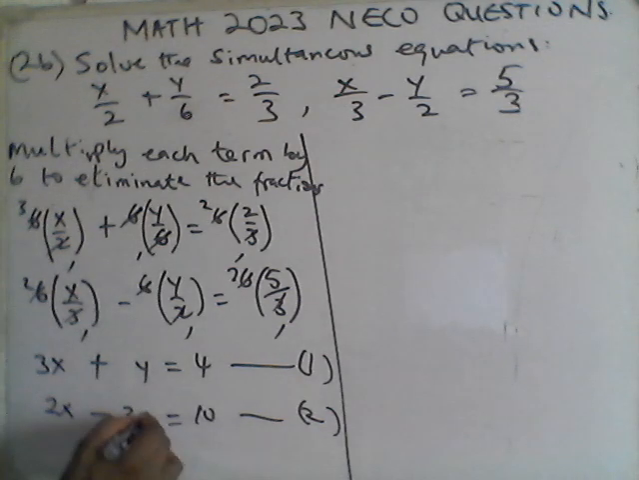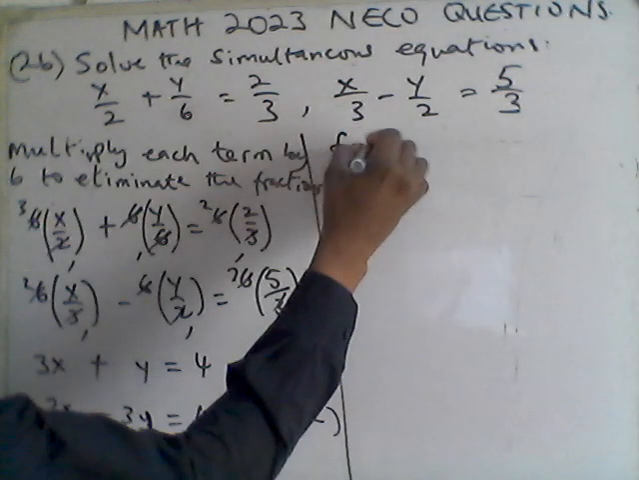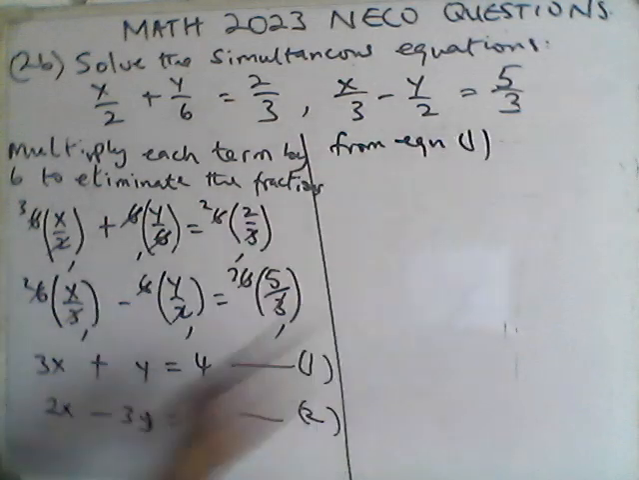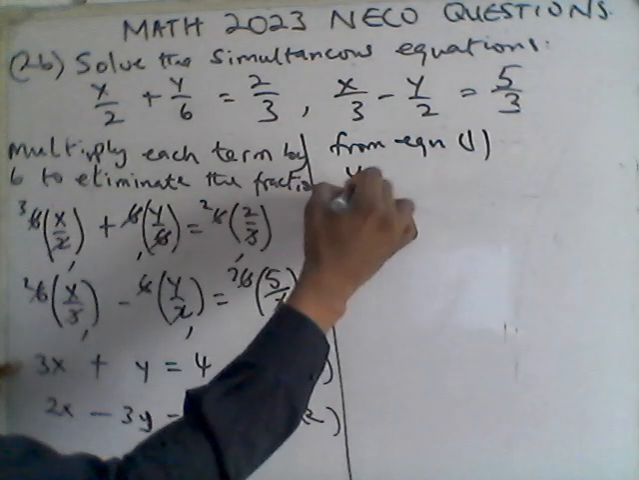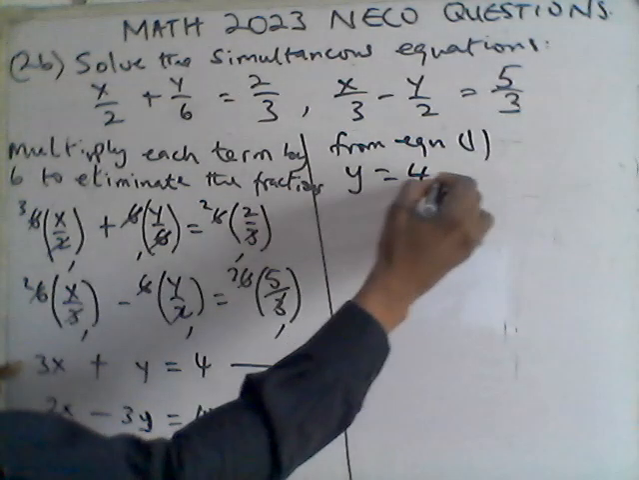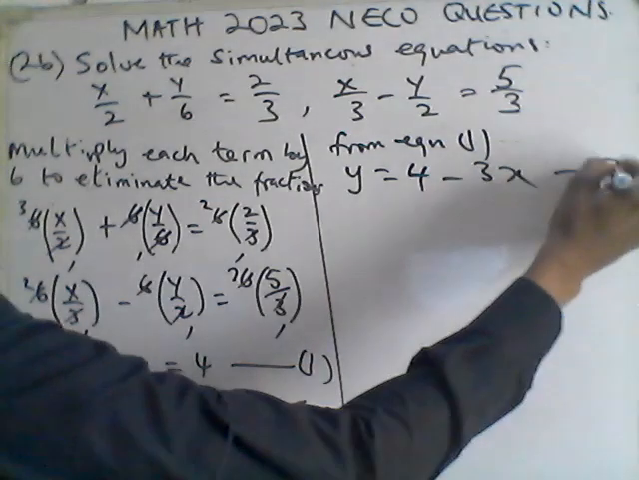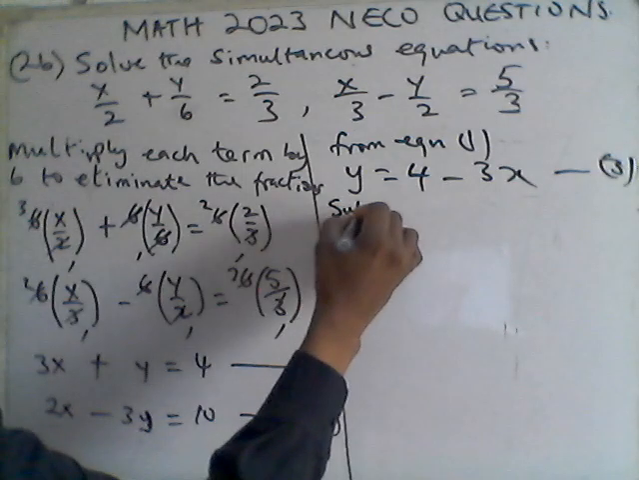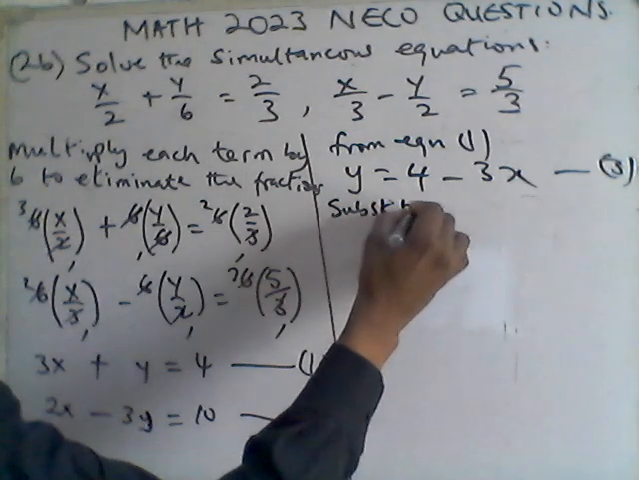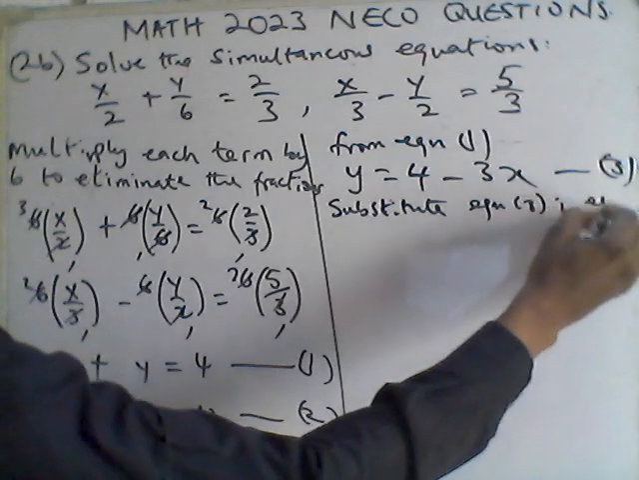Or the cheaper way to do it is to use the substitution method. So I can come here and say from equation 1, make y the subject. If I make y the subject here, y is equals to 4 minus 3x. All right? So let me just call this equation 3 because I have transformed equation 1 to that point. So I can now say substitute equation 3 in equation 1.